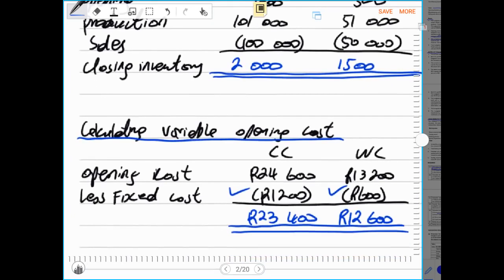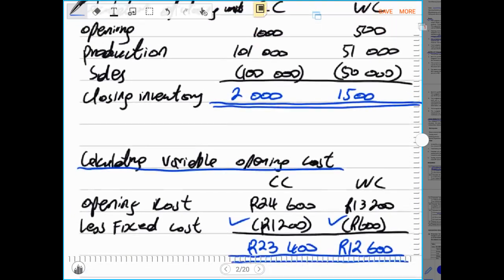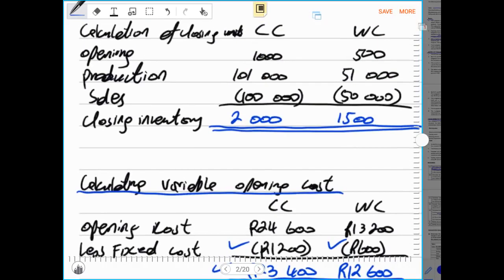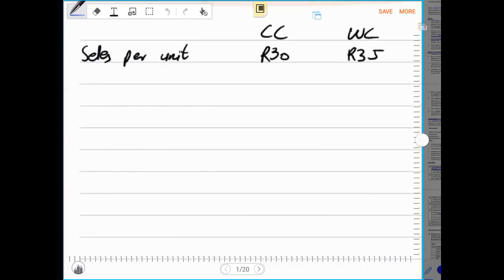So we have calculated the closing inventory units, and we have calculated the opening cost, which is the opening variable cost of inventory. And remember, there was another part where I said all the cost per unit, selling price per unit, all the cost per unit will be recorded here. So whenever they give me that information, I'll come and allocate it here.